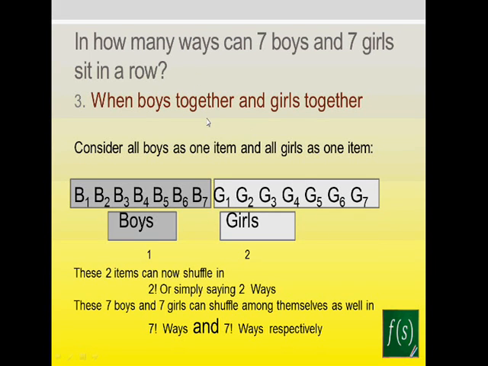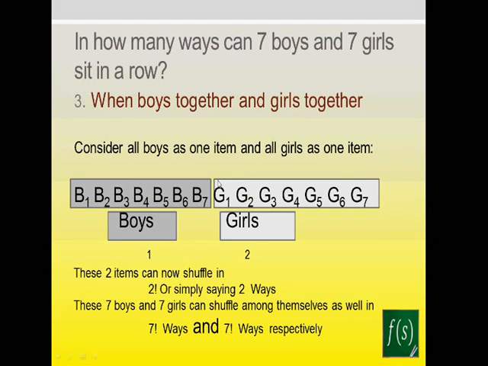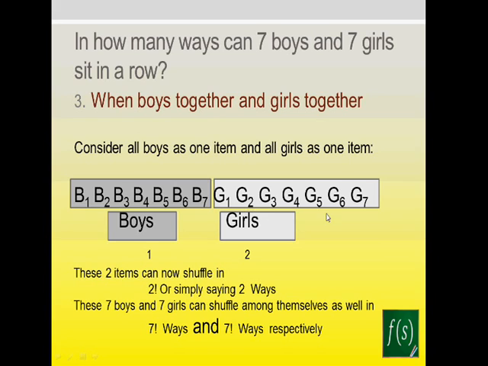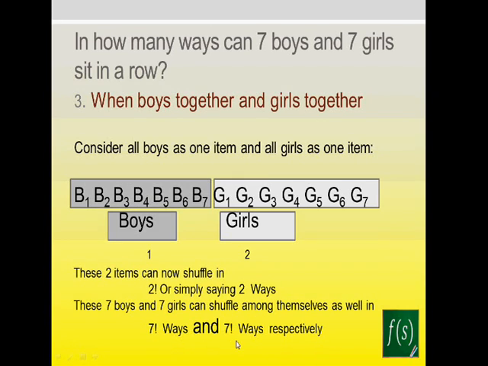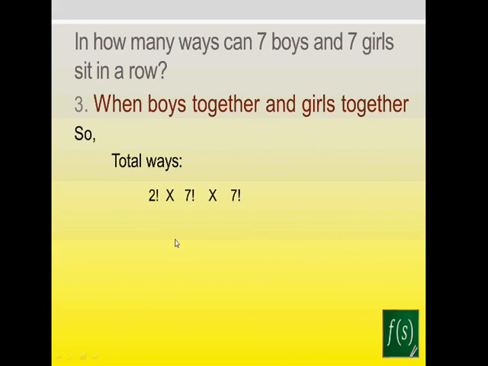Third case, when the boys have to sit together and the girls also have to sit together. Very similar to the previous one, just that you will make the entire set of 7 girls also one entity, and then these 2 entities can shuffle in 2 ways, or simply 2 factorial ways, and then boys can shuffle among themselves in 7 factorial ways, and similar is the case for girls, who can shuffle among themselves in 7 factorial ways. So this makes a total of 2 factorial cross 7 factorial cross 7 factorial, which is the answer for this particular case.